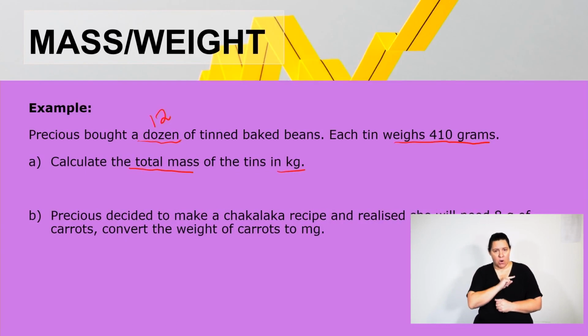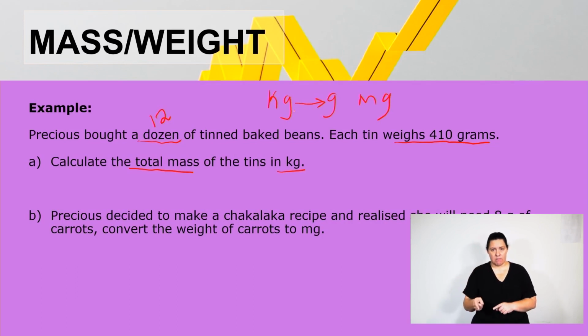Now, because we are working with mass, do not forget we will be using kilograms, grams, and milligrams. From here to there, you multiply with 1,000. From here, it will be another 1,000 also. Right, and don't forget, from bigger units to smaller units, you multiply. And from smaller units to bigger units, you divide.